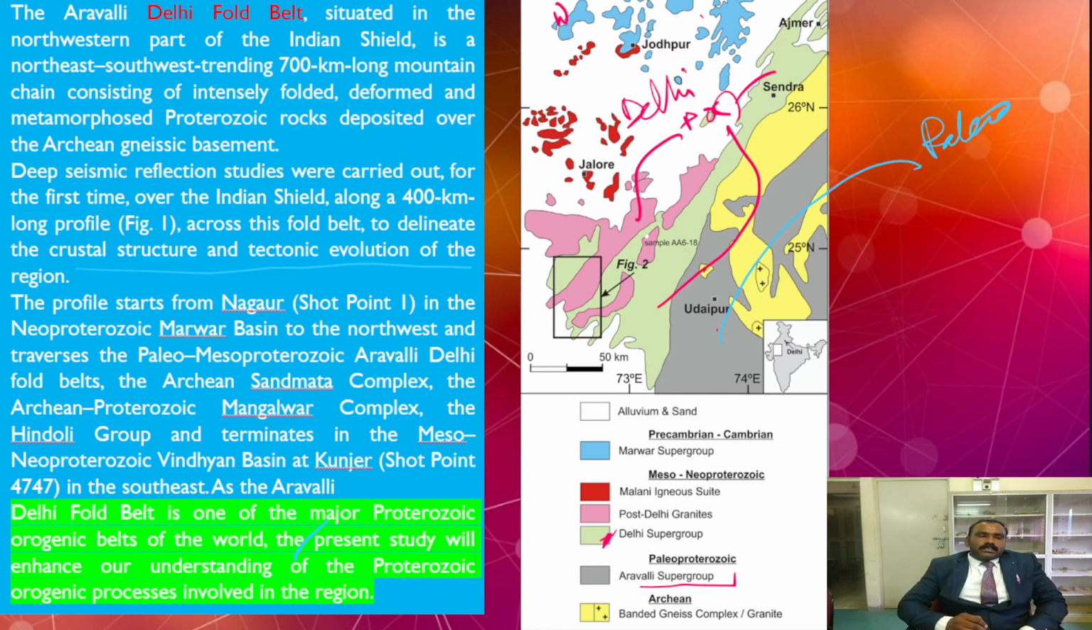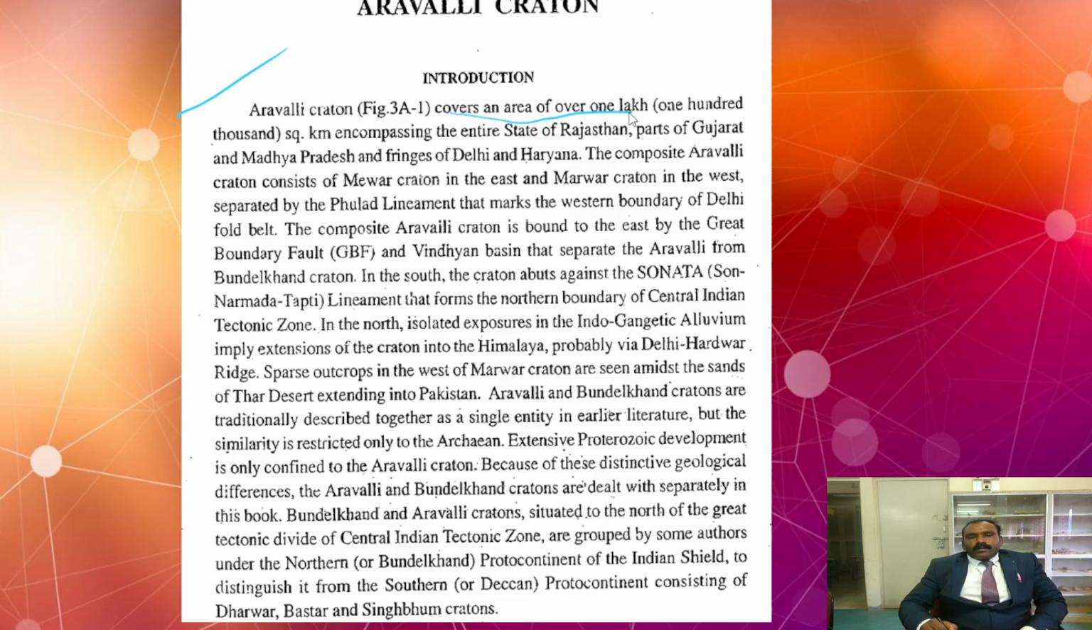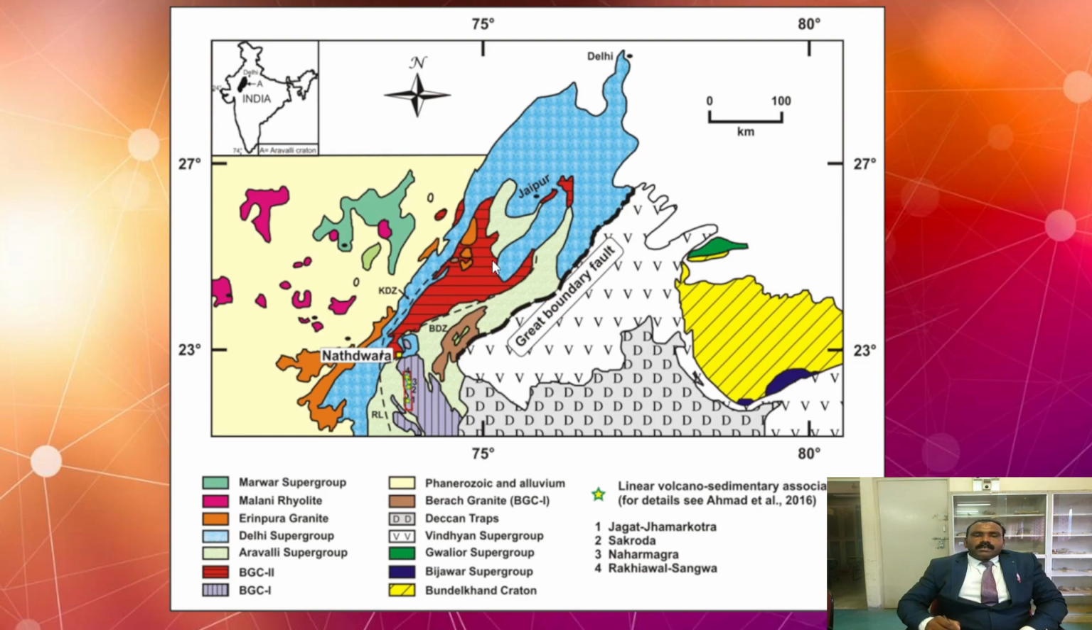The Arvali craton covers an area of over 1 lakh square kilometers. The composite Arvali craton is bounded to the east by the great boundary faults, and the Vindhyan basins separate the Arvali from the Bundelkhand craton. These are the different portions of the Delhi and Arvali cratons.